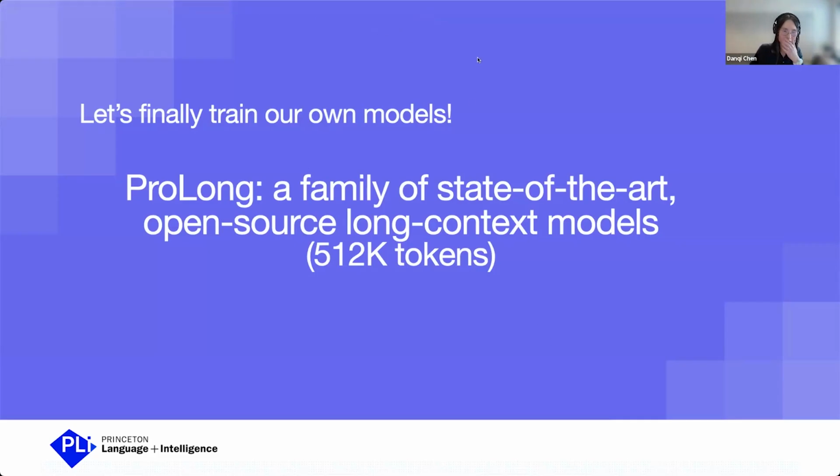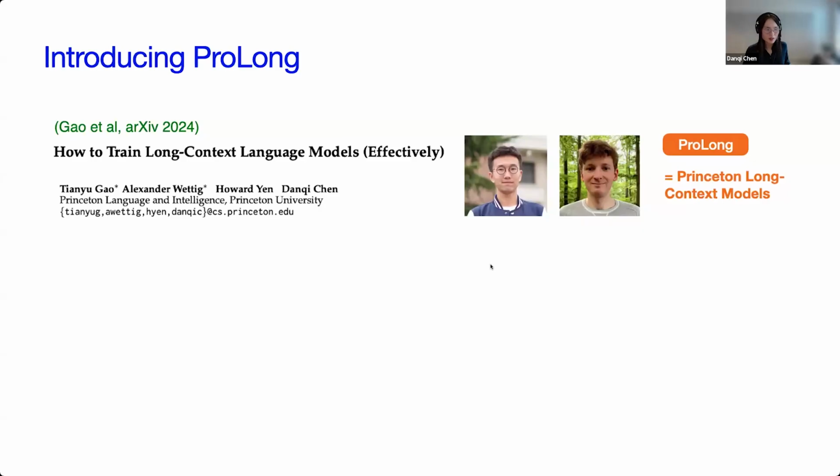So the last part I want to talk about is a family of models we developed at Princeton called ProLong. It's a family of state-of-the-art under 10 billion size models, open source, and they can support up to 512,000 context lengths. We wrote a paper about this, called How to Train Long Context Language Models Effectively, led by my students Tianyu and Alex. ProLong stands for Princeton Long Context Models.